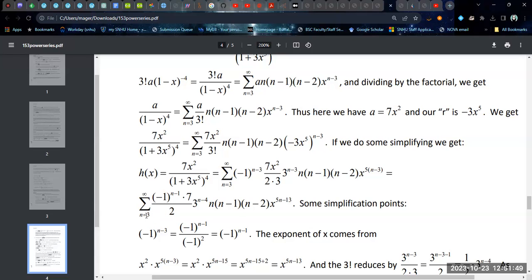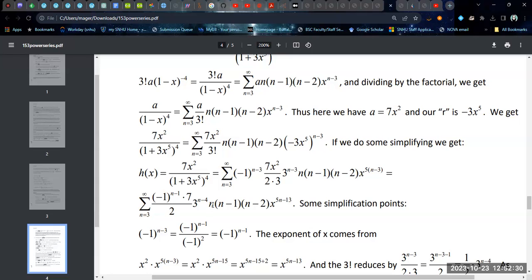If I want to start this again at 0, then I'm going to need to add 3 to everywhere that I have an n in this problem. So n minus 1 plus 3 would become n plus 2. And for the alternating, that's just going to be -1 to the n plus 2, which is just the same as -1 to the n because it goes back and forth. This 3n minus 4 would become 3n minus 4 plus 3, and so it would become 3n minus 1.